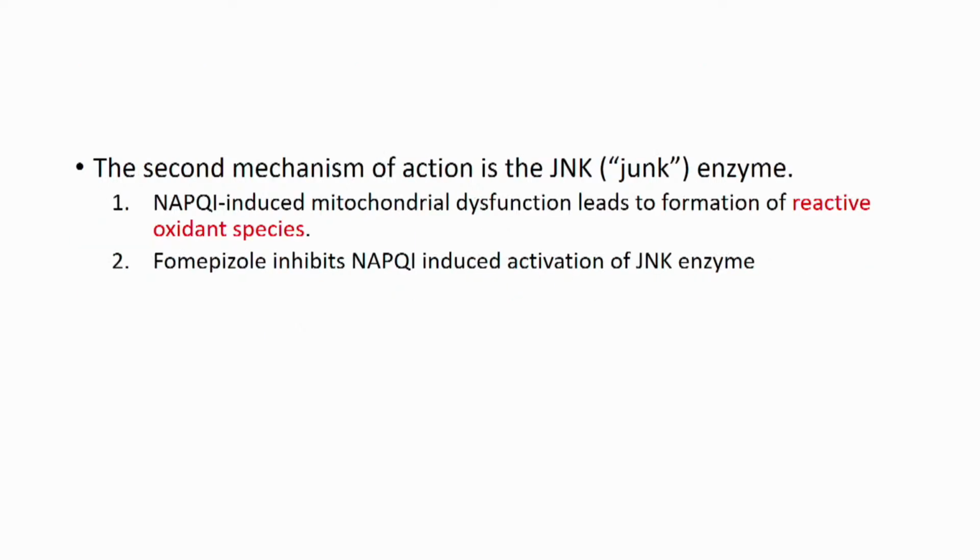The second one is through inhibition of the JNK enzyme. And through inhibition of that, it inhibits the NAPQI-induced activation of the JNK enzyme. The JNK enzyme ends up producing oxidative metabolites, reactive oxygen species, which are harmful to the liver.